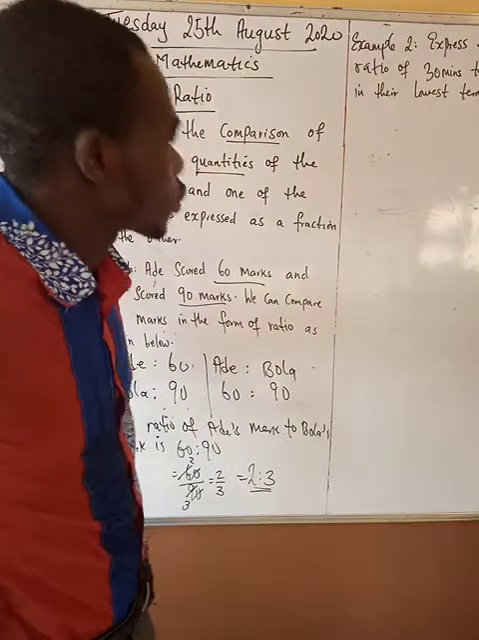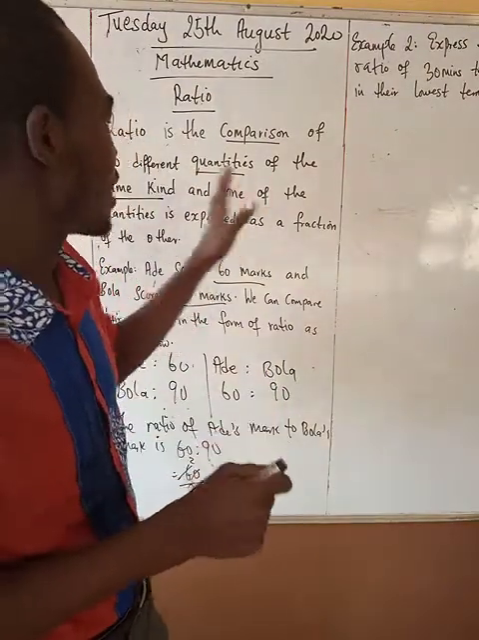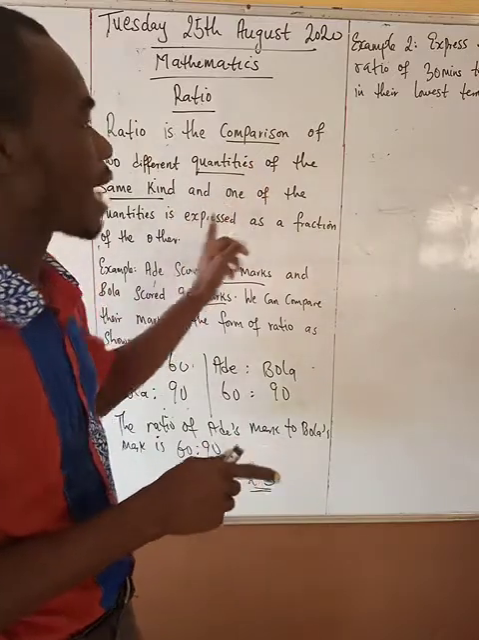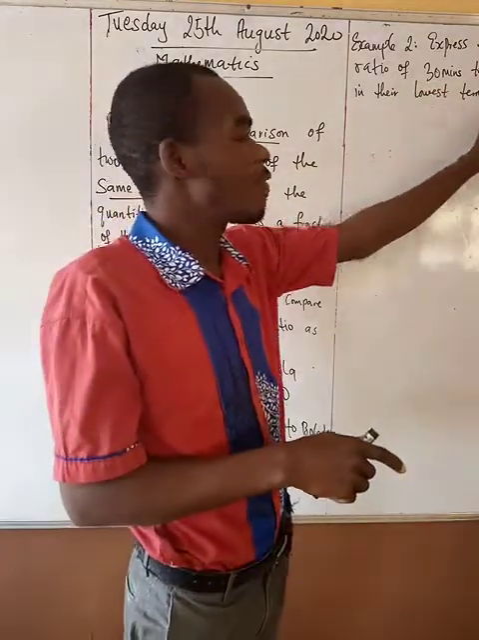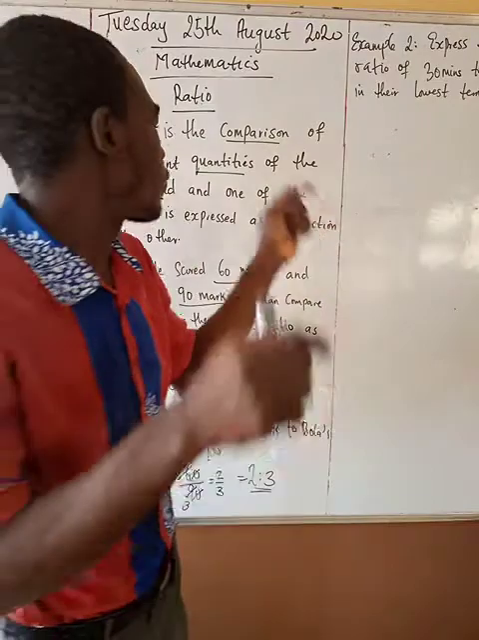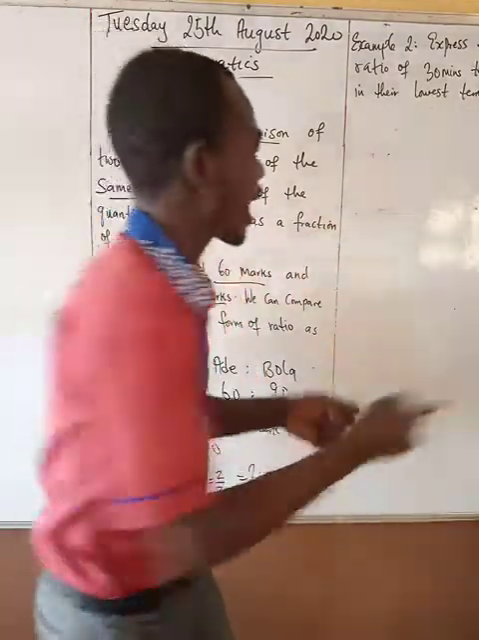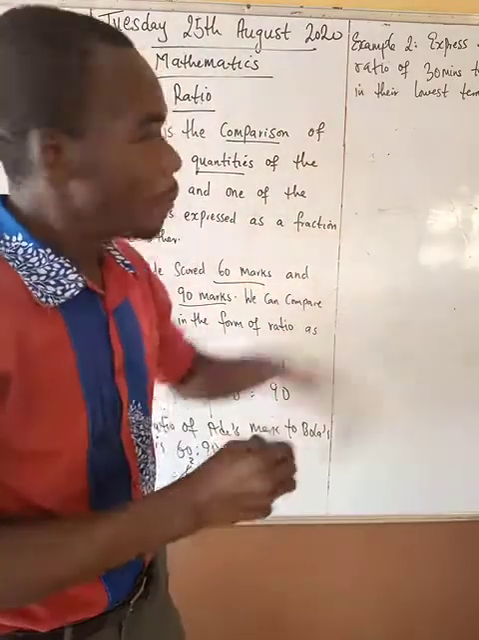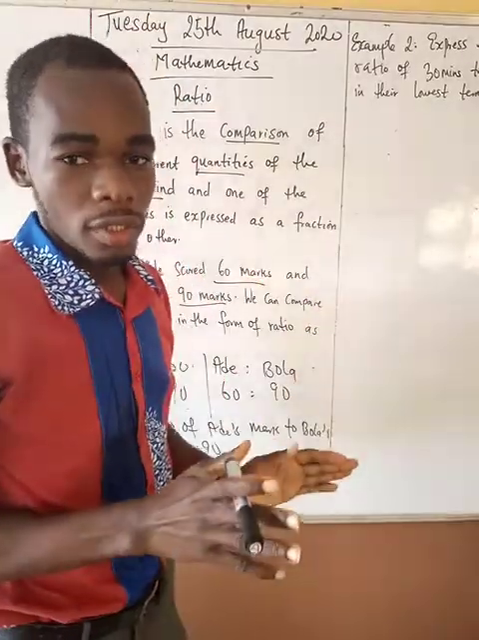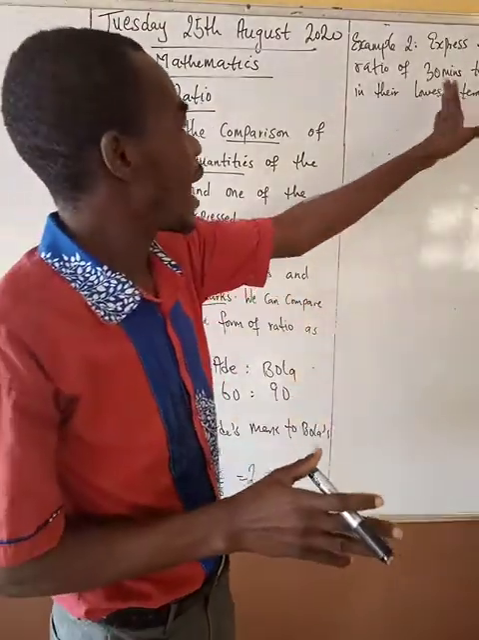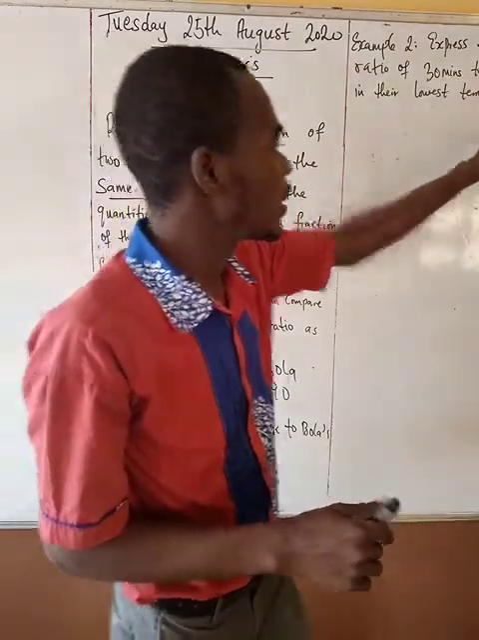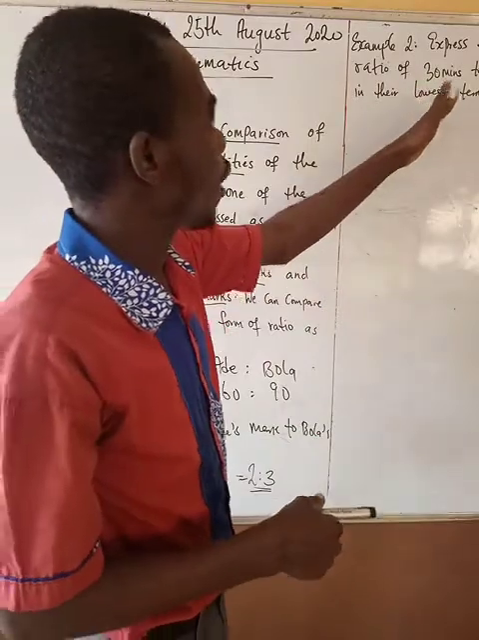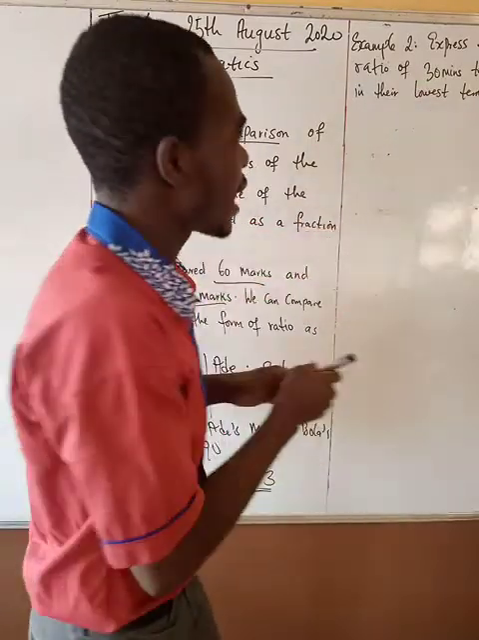One thing that I want us to understand from here, remember we said ratio is the comparison of two different quantities of the same kind. If you notice, 30 minutes and 50 minutes are different quantities of the same kind. And what is the same kind? Time. Minute is what? Time. Alright? But here, the quantities are different.